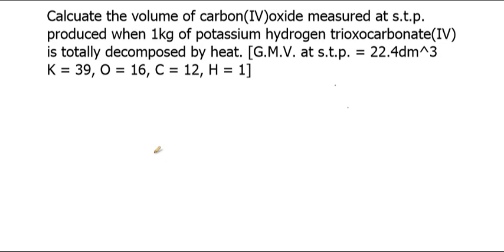Calculate the volume of carbon dioxide measured at s.t.p. produced when 1 kg of potassium hydrogen trioxocarbonate 4 is totally decomposed by it. Given the G.M.V, that is gram molar volume at s.t.p, to be 22.4 dm³, atomic mass of potassium to be 39, atomic mass of oxygen 16, atomic mass of carbon 12, and atomic mass of hydrogen 1. Solution.